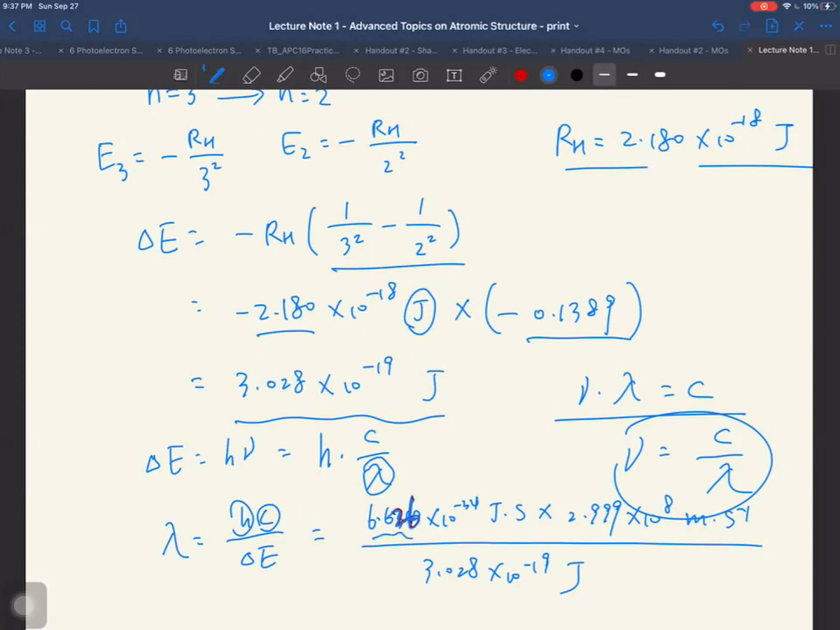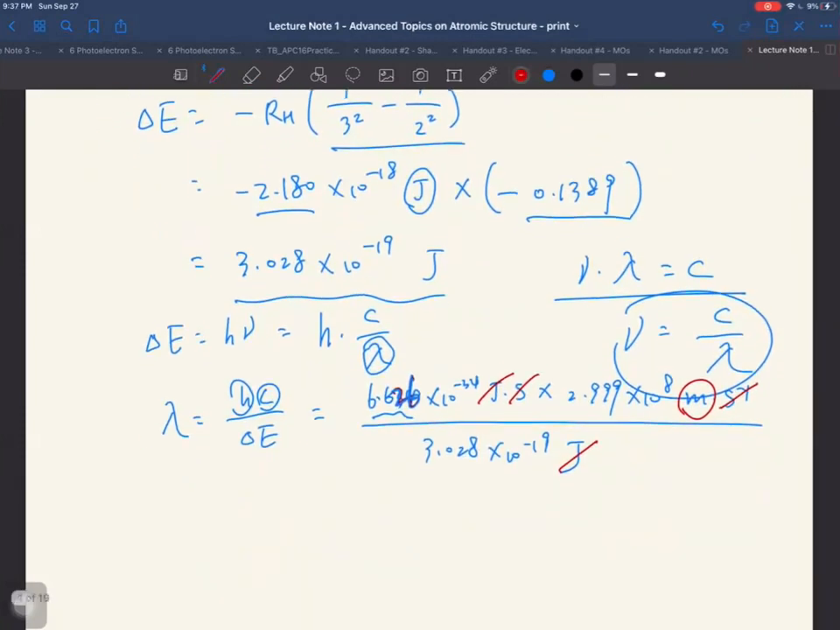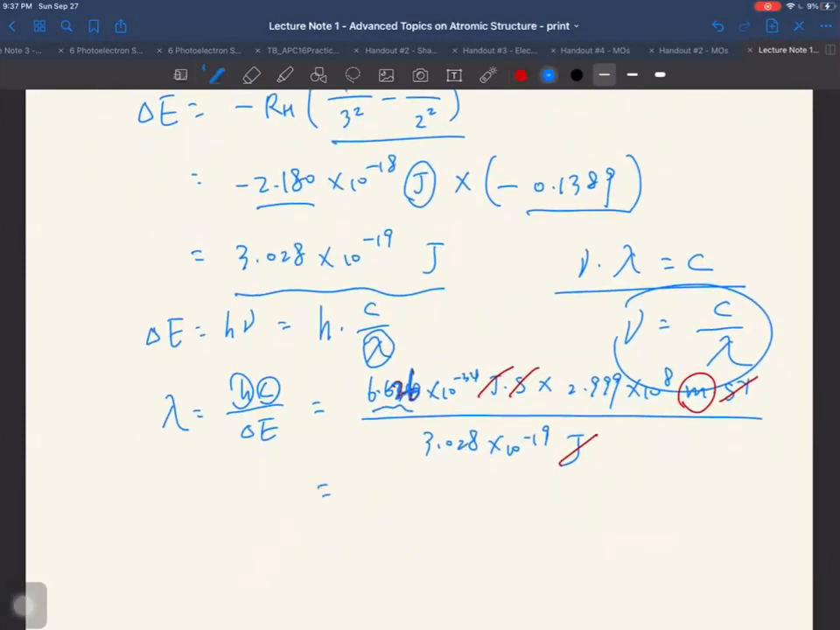Okay. Now we can confirm the unit. So joule is gone, right? Second per second is gone. What do you have? You have meter left. This is something we are looking for, right? Because meter is supposed to be the unit for the wavelengths, right? Or we can change it into nanometer later. So now we need to further use our calculator.